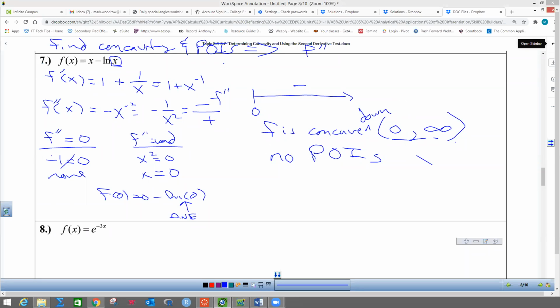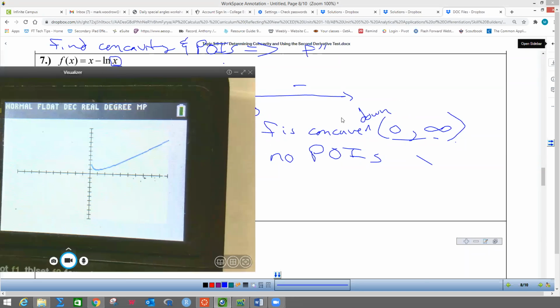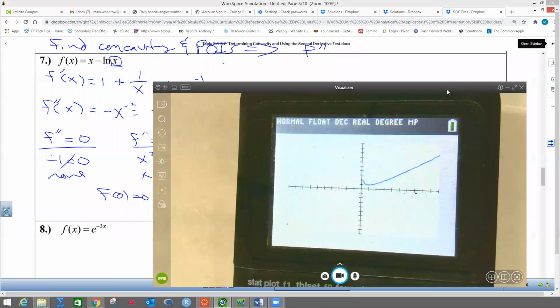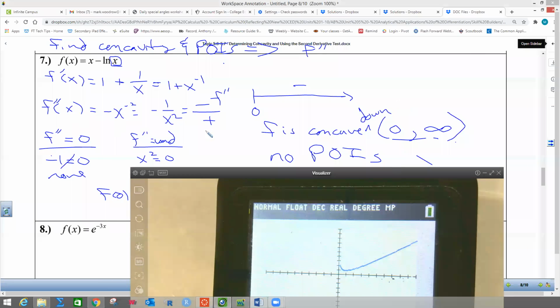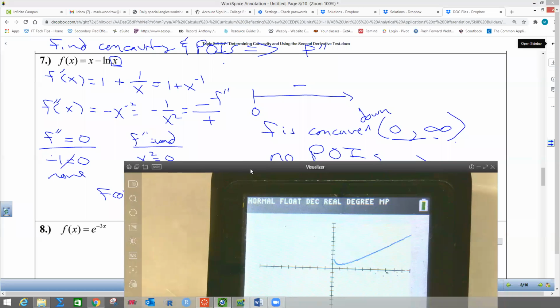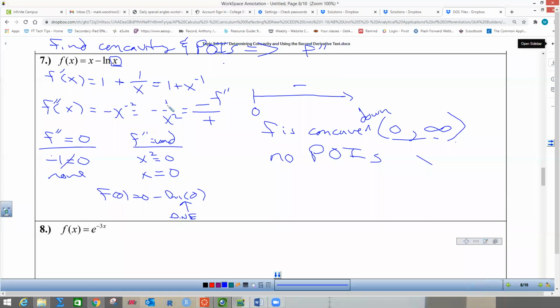So if I look, I got a mistake here. That's concave up, not down. That should be concave up, it looks like to me, everywhere. Did I make a mistake plugging something in? Let me check this out again real quick. 1 over, oh, this is a minus sign. There's the problem. That should have been a minus sign right there, not a plus.